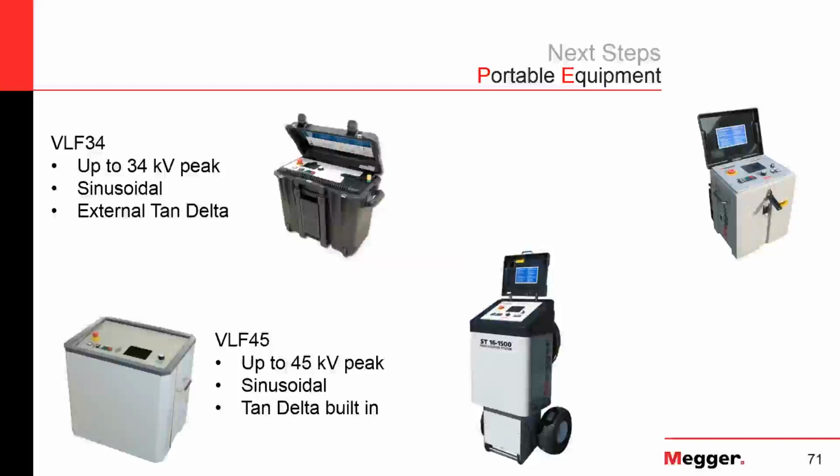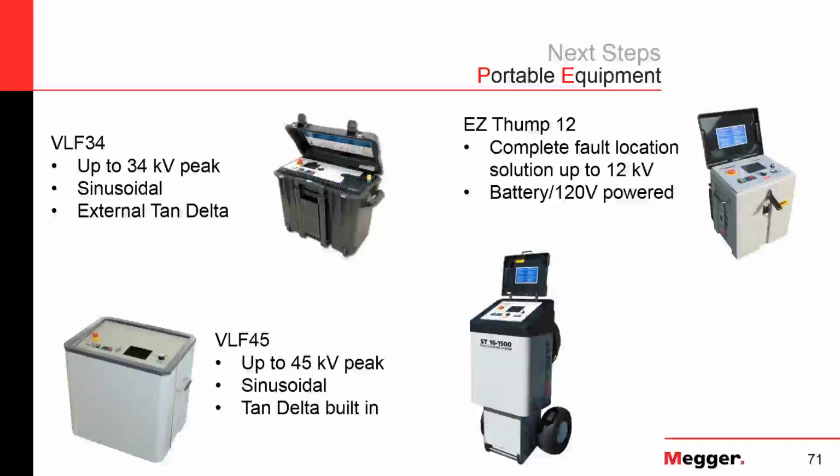So we do have some examples here of equipment that we can help you with. Our VLF 34 is a small portable sinusoidal VLF unit that has an external tan delta available for it. VLF 45, a little bit bigger unit, a little bit higher voltage, goes up to 45 kV. Sinusoidal with a built-in tan delta.